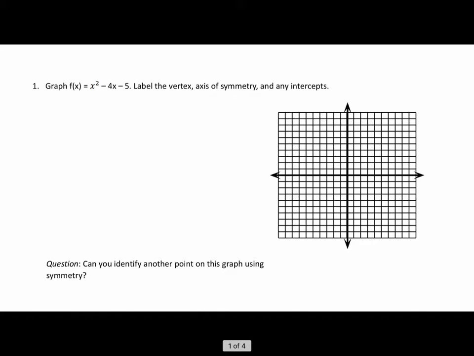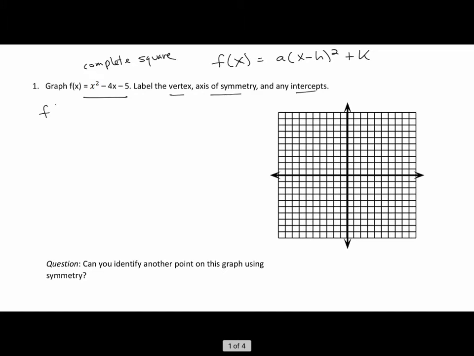Our first example, we want to graph this function, label the vertex, axis of symmetry, and any intercepts. Okay, so we've done vertex and axis of symmetry before, but that was when it was in a certain form. See, this function is in the standard form, so we have to complete the square to get it into the vertex form, which is f of x equals a times x minus h squared plus k.